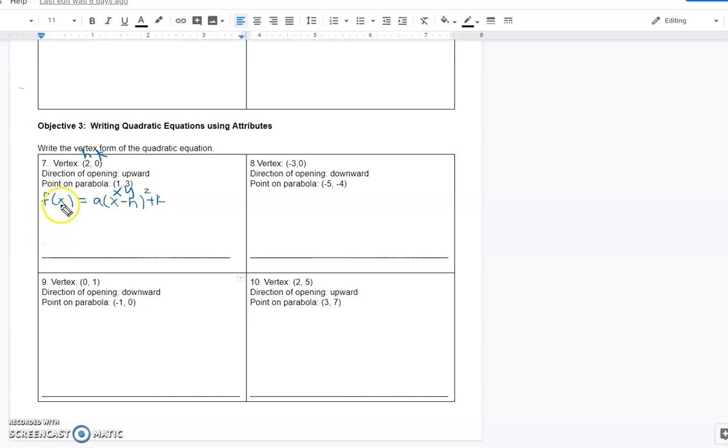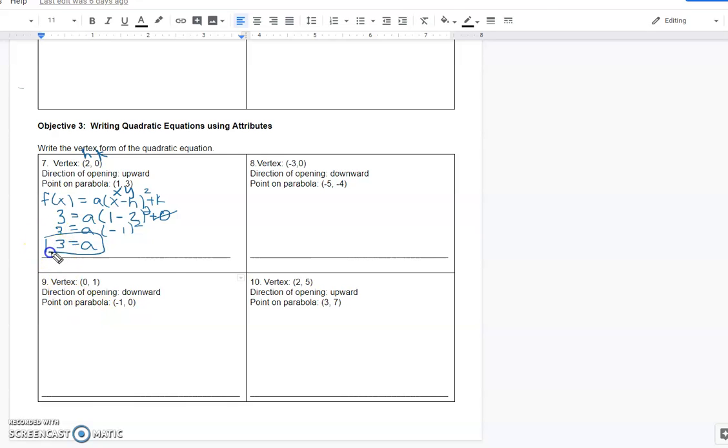So f of x is the same as y, that's 3. A is the variable I'm going to be trying to find. X is 1, h is 0, k is 0. So I'm going to substitute those numbers in, and then I'm going to simplify it. So parentheses come first. So it's going to be 3 equals a times negative 1 squared, and plus 0, I can drop that off because it's nothing. Then negative 1 squared is 1, so 3 is equal to a.